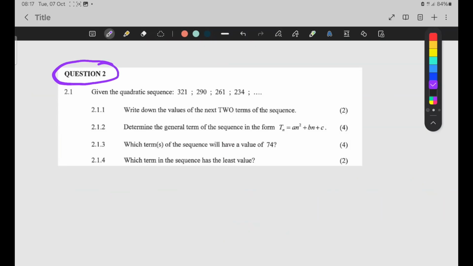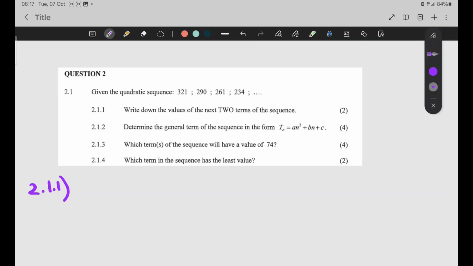So this is sequences and series now. 2.1 says, given the quadratic sequence, so this is a quadratic sequence. They give you the first four terms. And 2.1.1 says, write down the values of the next two terms of the sequence. So you just have to continue with the sequence.